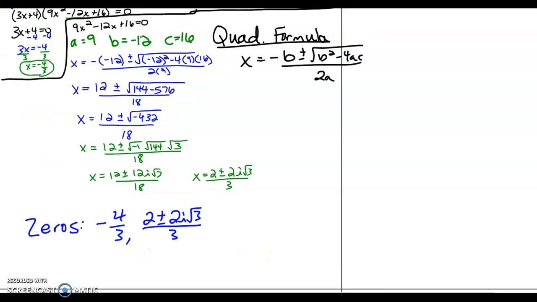All right, so the 0 we originally got was negative 4/3, and then the ones we just figured out were 2 plus or minus 2i times the square root of 3 all over 3.